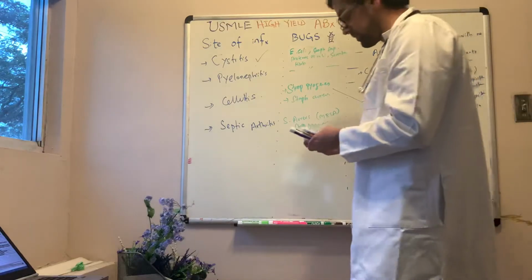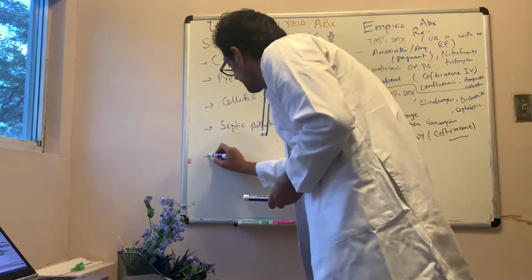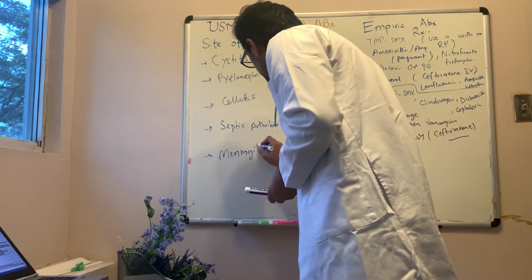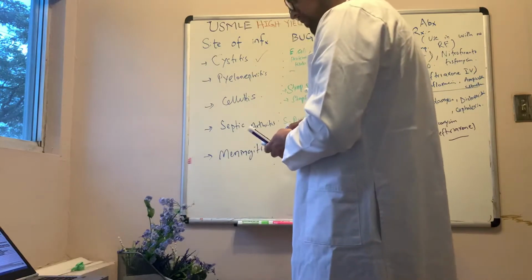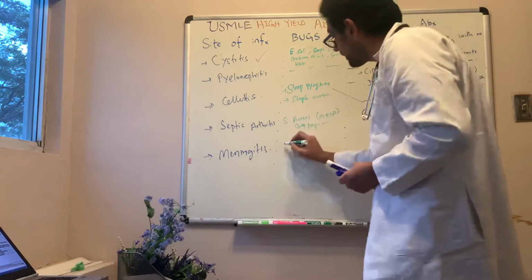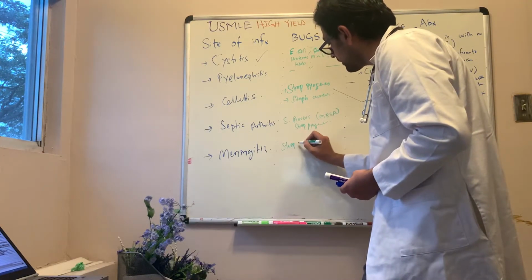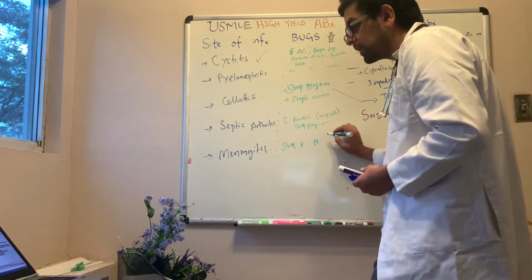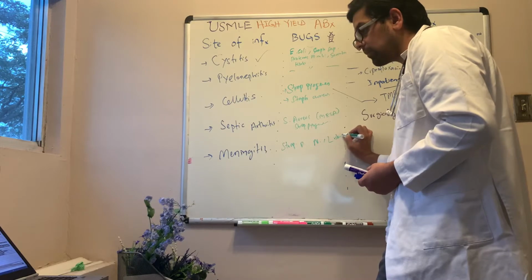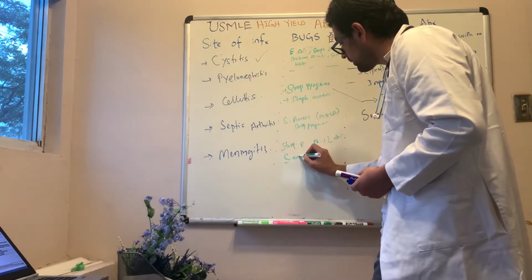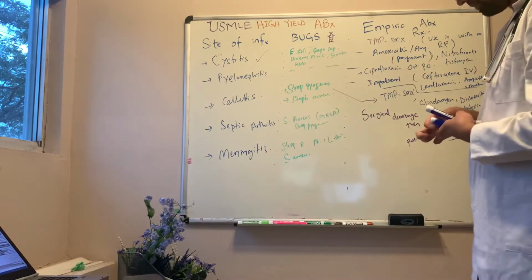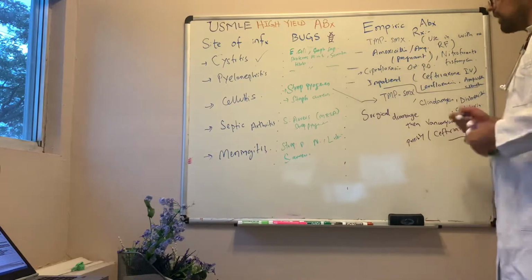Now I'm going to talk about meningitis. Meningitis, as we know from our Step 1 microbiology: Strep pneumoniae, Neisseria meningitidis, Listeria, and we have Staph aureus in immunocompromised patients. So this is very high yield, meningitis.